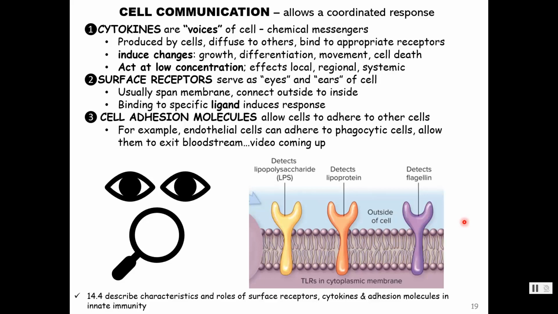We were talking about the innate immune system and how they coordinate and how they communicate. And so we're going to jump right back in. We were saying that there's three different types of cell communication: cytokines, surface receptors, and cell adhesion molecules. So that's where we were. Hope you're doing all right today.